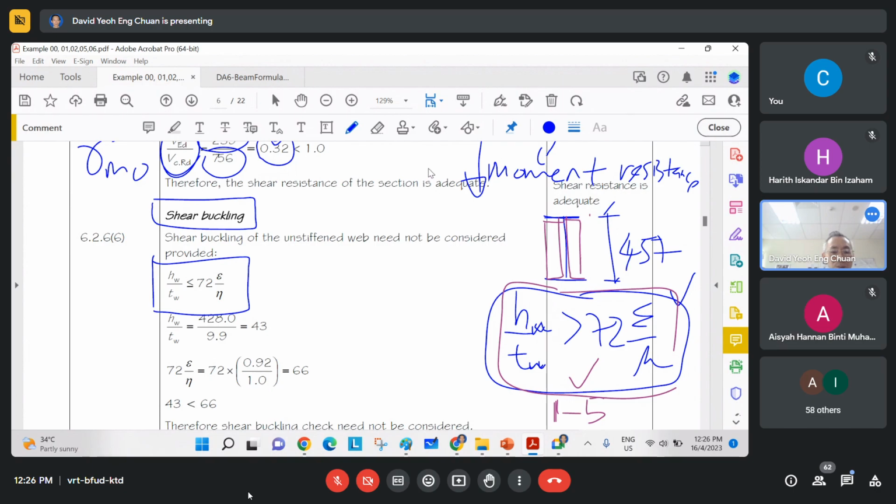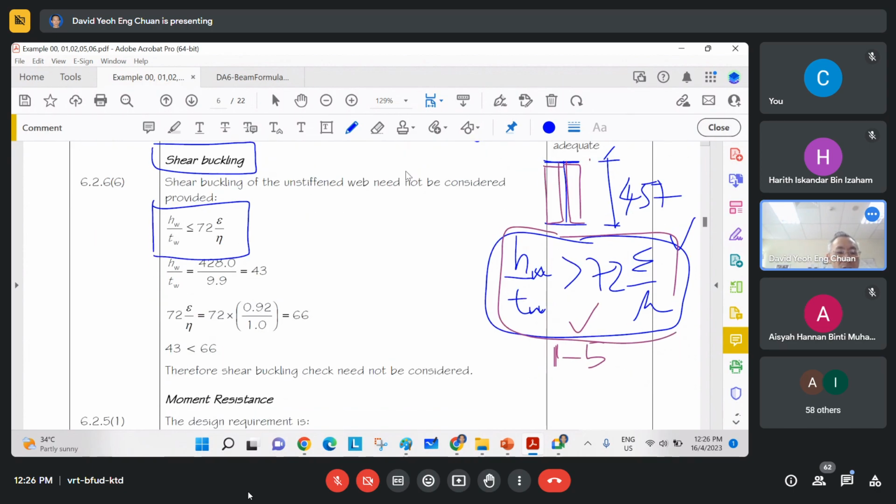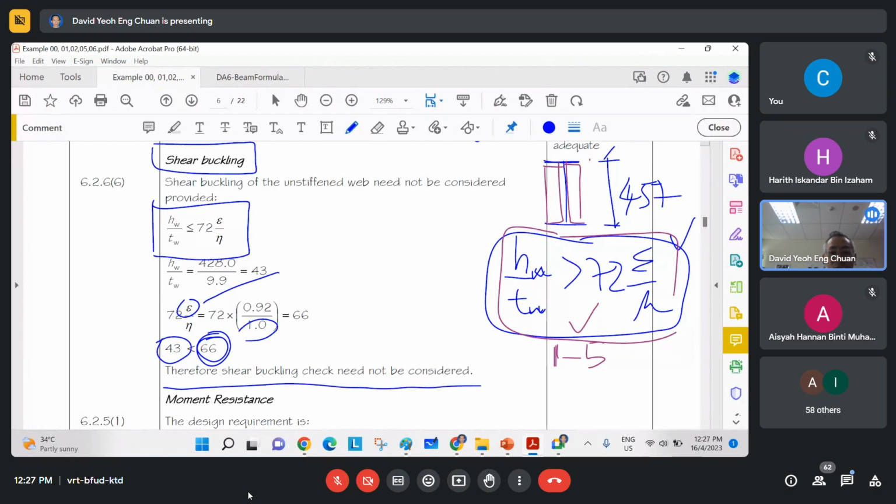So we check here, is 43 less than 72, and this epsilon, eta is 1, okay? And this epsilon is the same one as in the table for section classification, okay? So 66, we've got 66, so therefore shear buckling check need not be considered. So you do not need to have the stiffener.